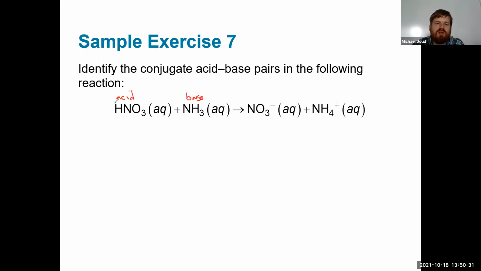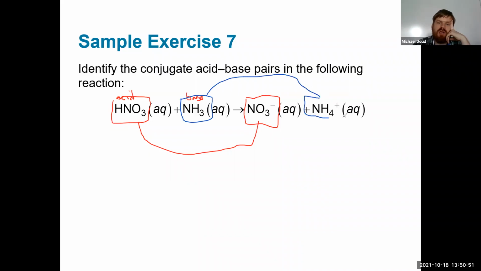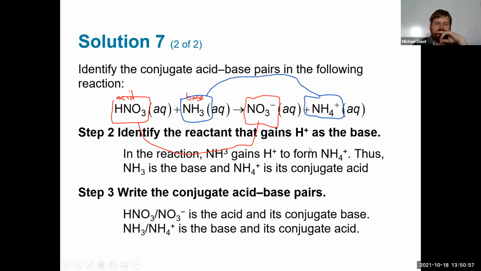Okay, so if nitric acid is the acid, it gives up a proton. That means it forms a conjugate base pair with nitrate after it gives up its proton. On the other hand, the base, NH3, accepts the proton, so it's going to form a conjugate acid pair with ammonium right there. And that's your conjugate acid base pairs.